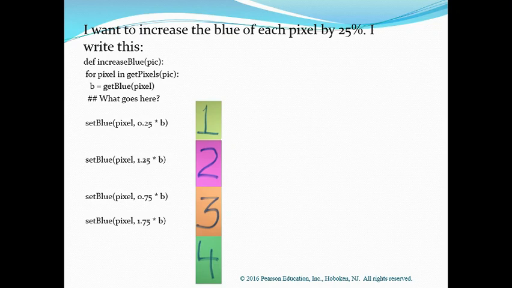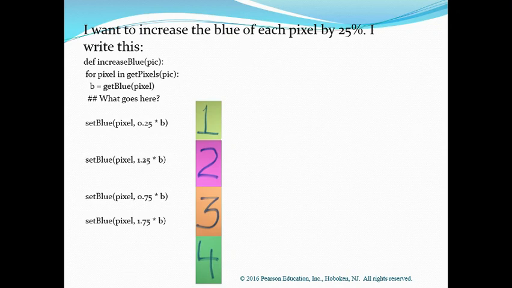I want to increase the blue of every pixel by 25%. I write this. What goes in that example underneath get blue? Do we say set blue 0.25 times b? Do we say set blue pixel? So we're increasing, right? So we know it's not going to be a smaller number. So we can remove option 1 and 3. And we're going to increase it by 125% or 175%.